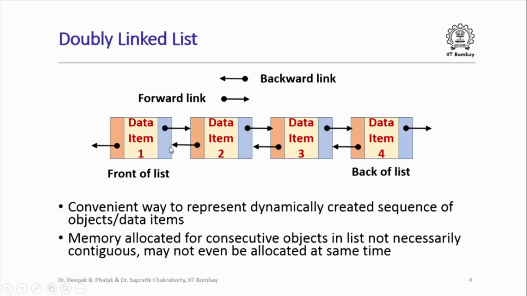Now, doubly linked lists are actually a very convenient way to represent dynamically created sequences of objects or data items. The memory allocated for consecutive objects in the list are not necessarily contiguous, and they may not even be allocated at the same time. Now, what would happen to the previous element link or pointer of the front of the list, and what would happen to the next element link or pointer of the back of the list? Well, depending on the implementation, these might be set to null or to other specific values. When we are using the template class list from the C++ standard library, we absolutely do not need to worry about what these dangling links or dangling pointers are pointing to.